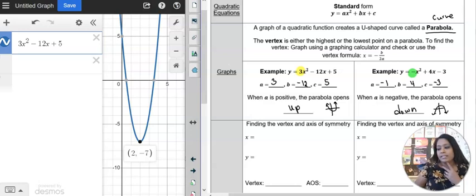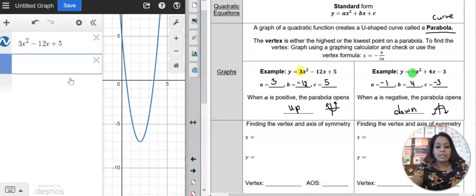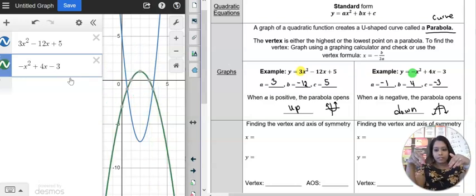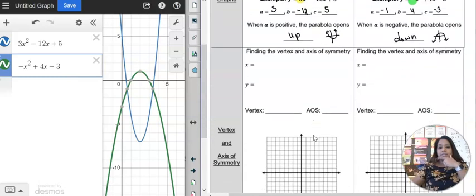Okay? Let's go ahead and see an example, this example right here. So I'm going to go ahead and plug it in. So y equals negative x squared plus 4x minus 3. See how it goes down. Okay, so let's talk about vertex and axis of symmetry.